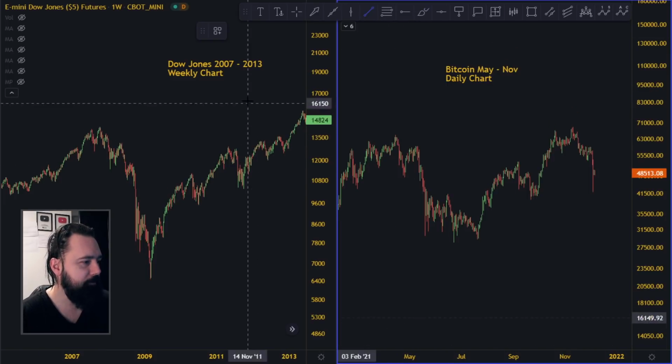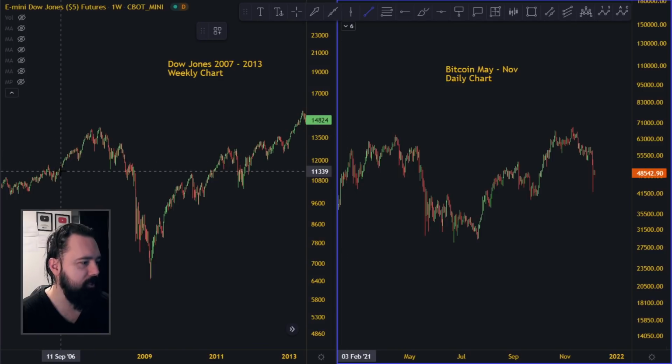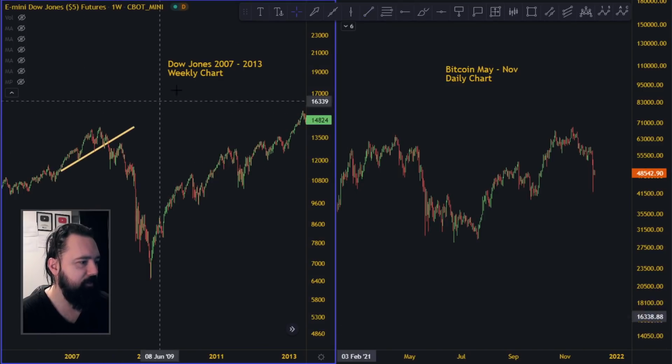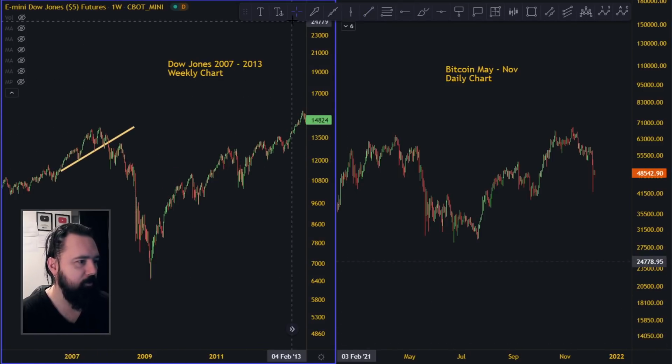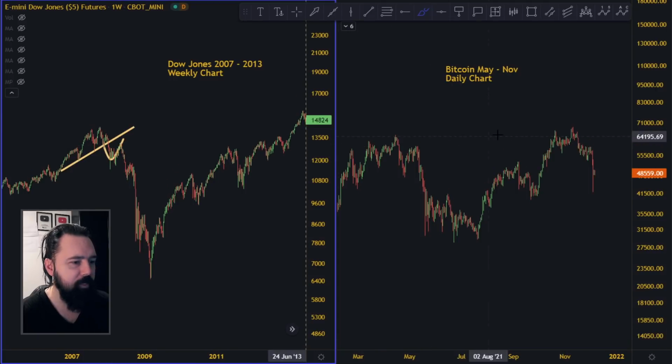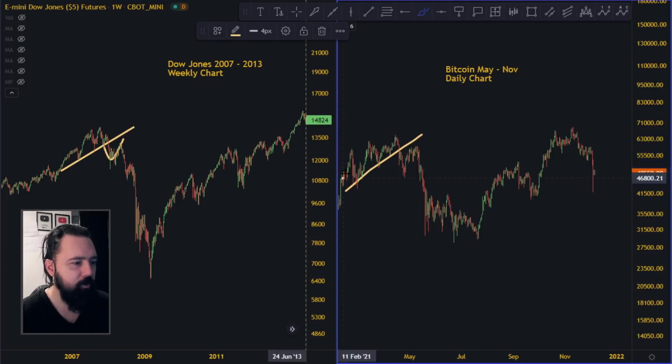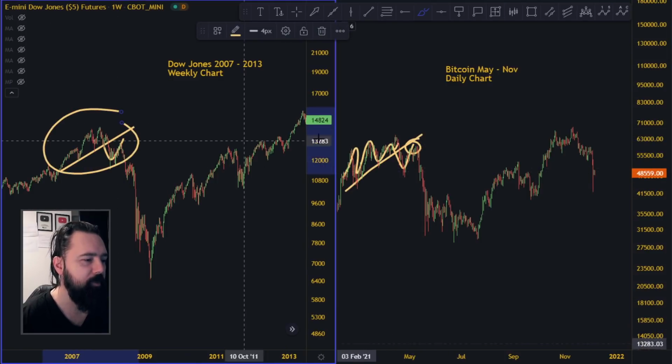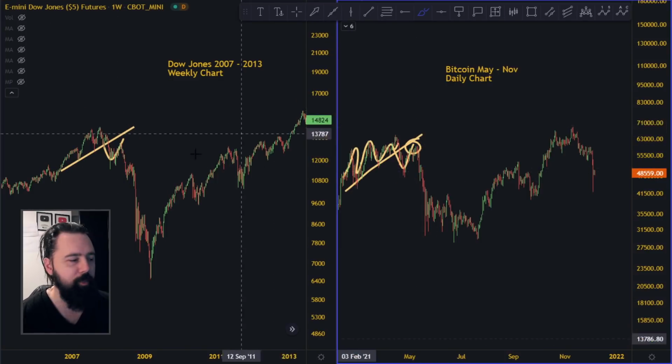So up here, Dow Jones also had some kind of a rising move, and then it broke on that move on the downside, and retested that line on the upside. The same thing happened up here. We had a nice move towards the upside, broke that and retested on the upside. So already up here the fractal is starting to play out.